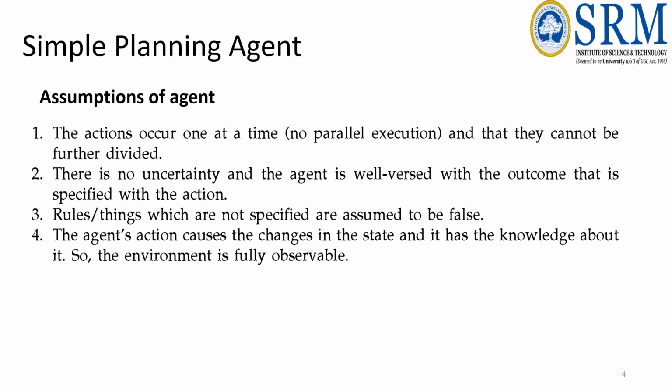Next, we are going to talk about the assumptions of the agent. There are four different types of assumptions. Especially, the action can occur only one at a time, so no parallel execution can be done, and actions cannot be divided further in terms of the particular problem. Second, there is no uncertainty, and the agent is well versed with the outcome that is specified with the proper action.